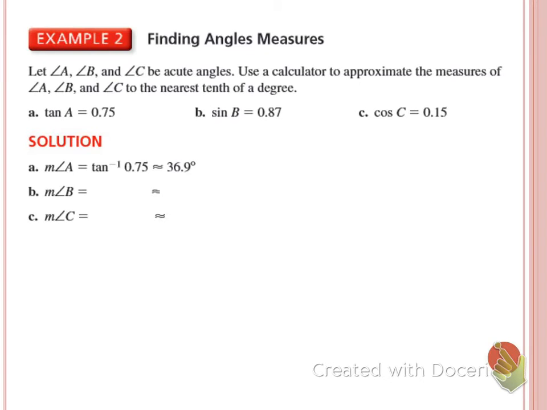This next one is sine of angle B equals 0.87, so we want to get rid of sine. Use the inverse of sine. Shift sine of 0.87, and you get 60.5. And then C, you have cosine of angle C equals 0.15. You want to get rid of cosine, so you need to use the inverse of cosine. Shift cosine of 0.15. 81.4 degrees. Good.